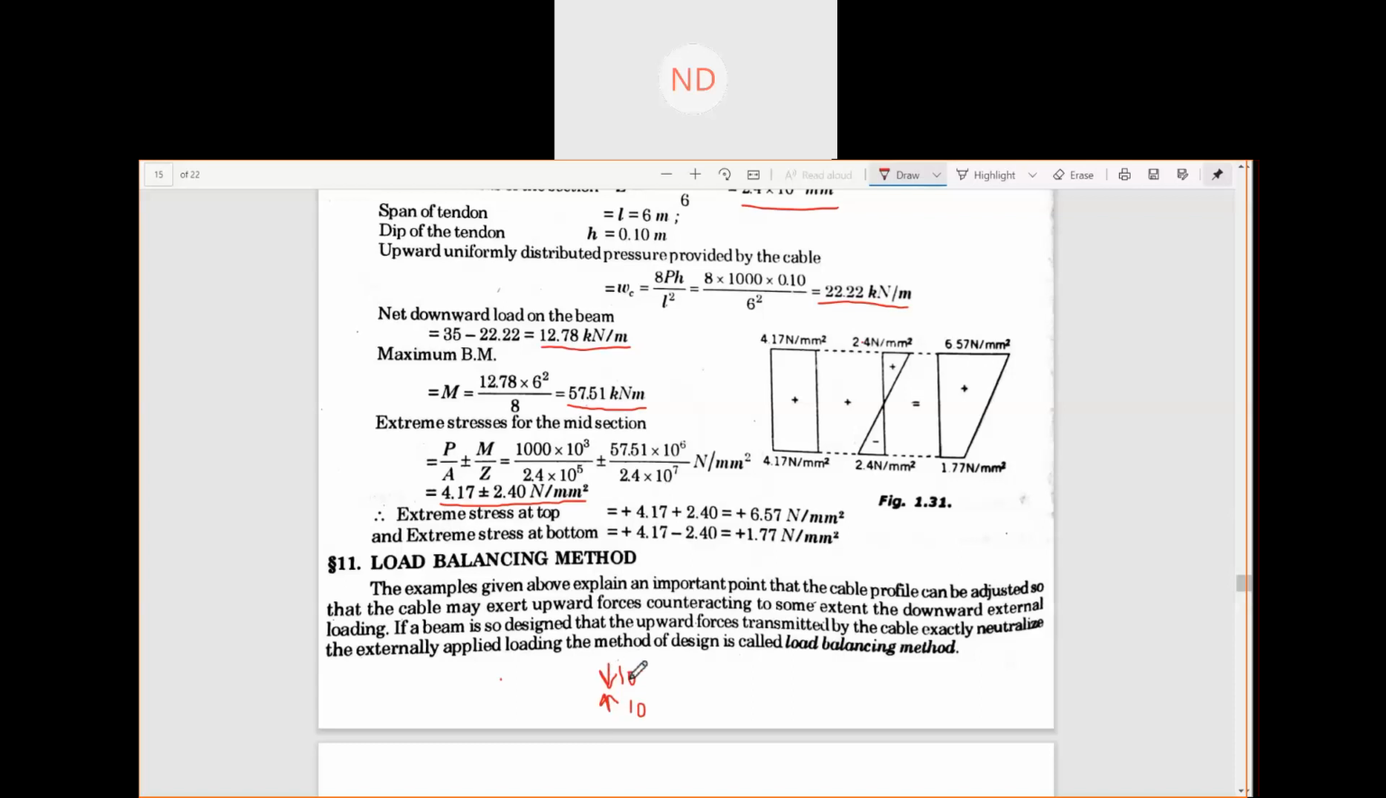Before, what we were doing is that we knew the downward load, and we calculated the upward load. So it may be 9 kilonewton, it may be 8 kilonewton, which is trying to counterbalance the load. So what is happening here is the 10 kilonewton downward load and the upward load is 8 kilonewton.